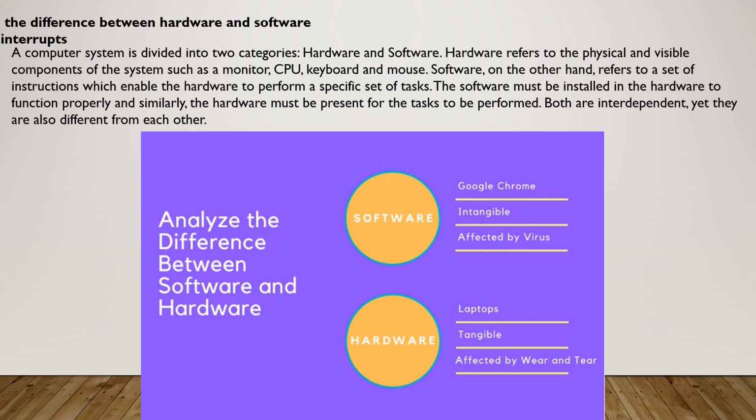Coming to the software, examples of software are Google Chrome, and so on. Software is affected by viruses and is intangible. Coming to the hardware, examples are a laptop, and it is tangible. Hardware is affected by wear and tear. The software components are affected by viruses and the hardware is affected by wear and tear.